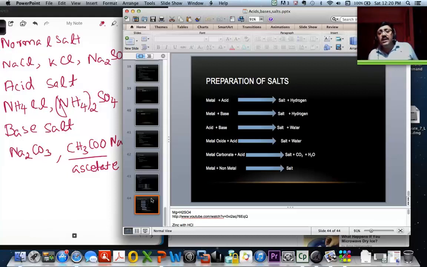The salts are prepared by various methods, and I'm going to talk about all these various methods for preparing the salt. Now, one way of preparing the salt is where the metal reacts with the acid. When the metal reacts with the acid, it can produce a salt and hydrogen.